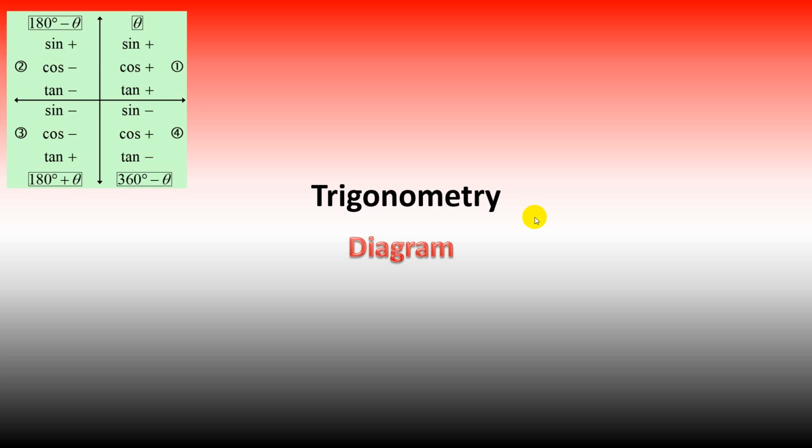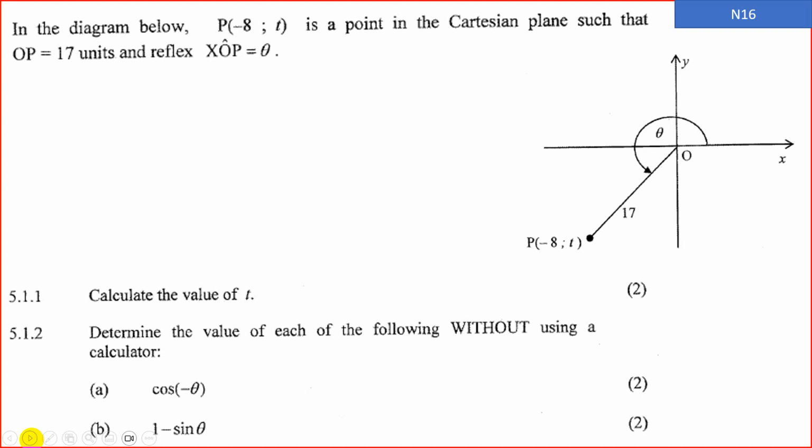Hi, in this video we're going to look at some trigonometry questions using a diagram. Just to remind you of our CAST diagram, it tells us which trig ratios are positive in each quadrant: in quadrant 1 all of them, and quadrants 2, 3 and 4 are on the screen. We're going to start with a past paper question.